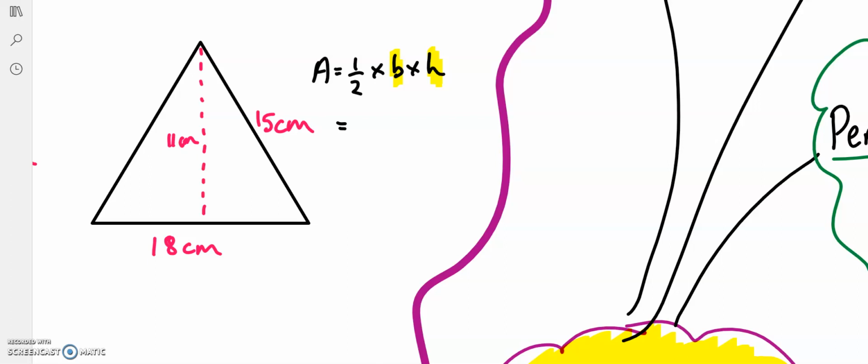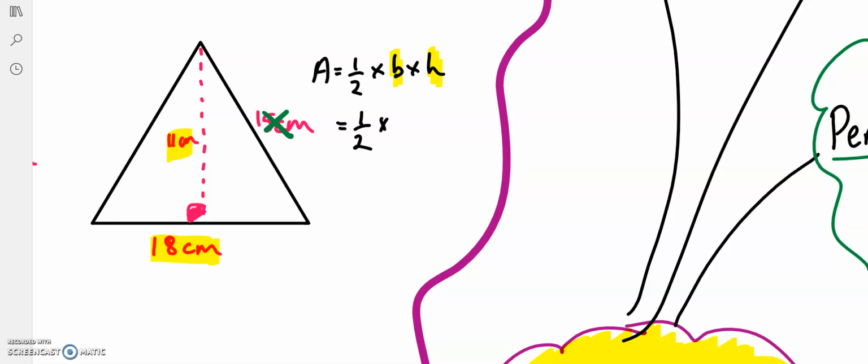The base and the height must meet at a right angle. Do you notice that this 18 and this 11 meet at a right angle? So therefore the base is 18, the height is 11. In actual fact, the 15 is not needed here. So it's important you just take the important information from the diagram.